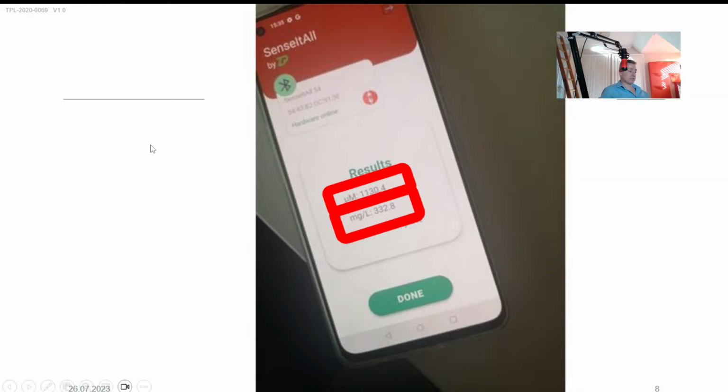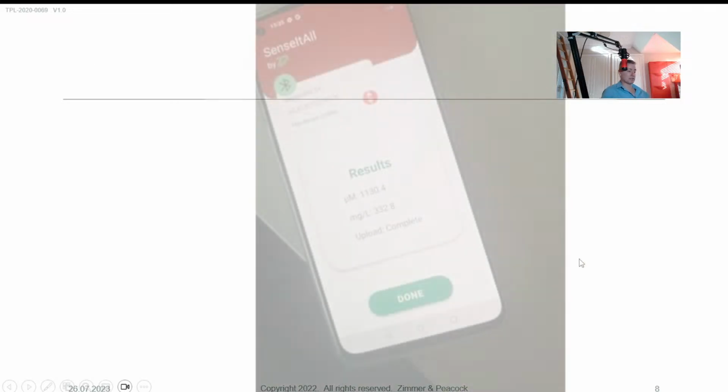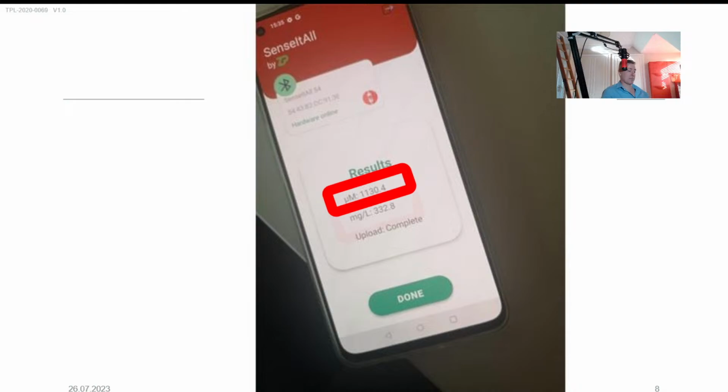All right, let me summarize a little bit. So this, I think, came off the user's phone. The micromolar makes sense to me. The grams per mole is just a bug. We have fixed it. They probably just need to update their app.